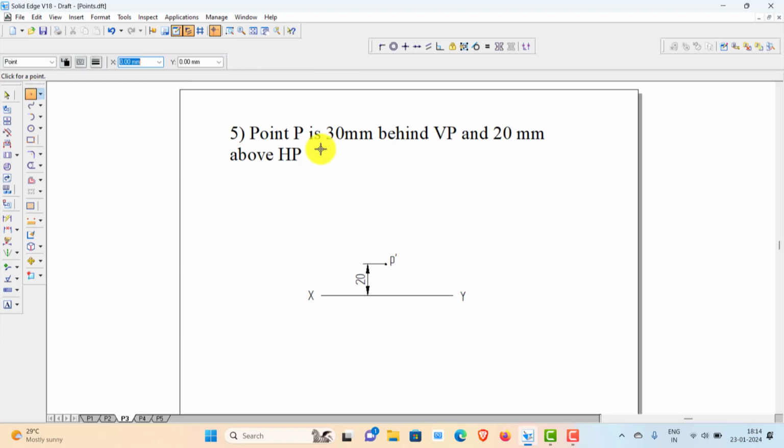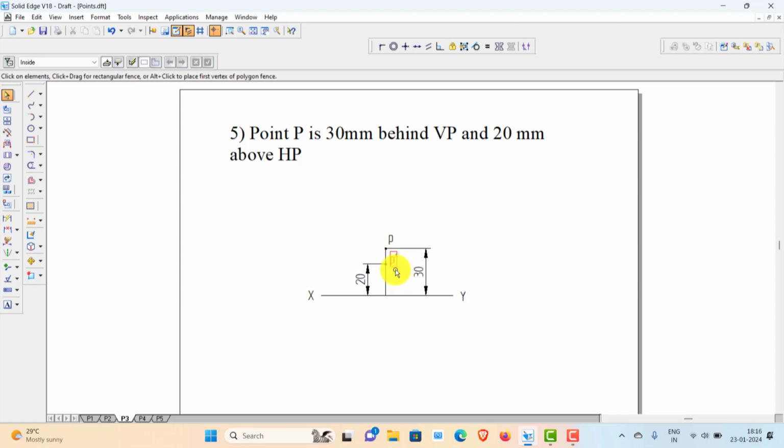Now draw the top view. Point P is 30 mm behind VP. When it is behind VP, top view falls above HP. So mark the point above this and now adjust the distance between that point and XY line to 30. Now this is top view and you should name it as P. You can draw a thin line connecting this. Okay. Now this represents two views. P is a top view, P dash is front view.